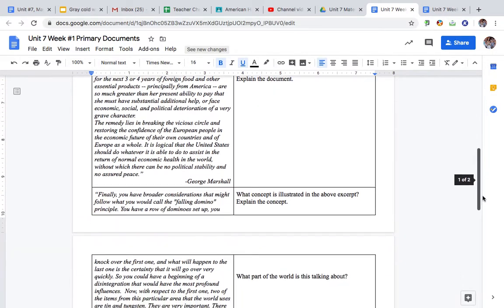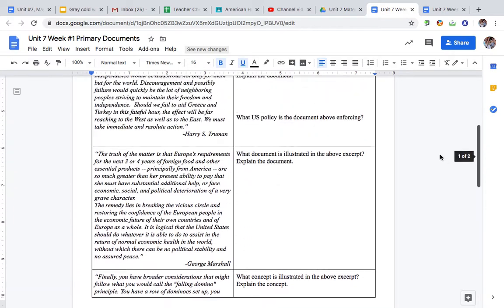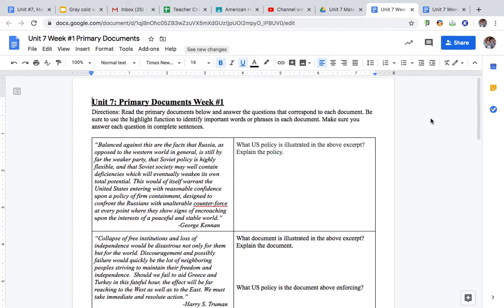All right, on the document side, okay, we have 4 documents, okay? When we are going through these, guys, what I really want you to pay attention to is the author of the document. That is going to give you a big clue in most of them, okay? But some of them are tricky, so just make sure that you're paying attention, okay? So the first one we're going to look at is asking what U.S. policy is being illustrated, and then make sure you explain what that policy actually is, okay?